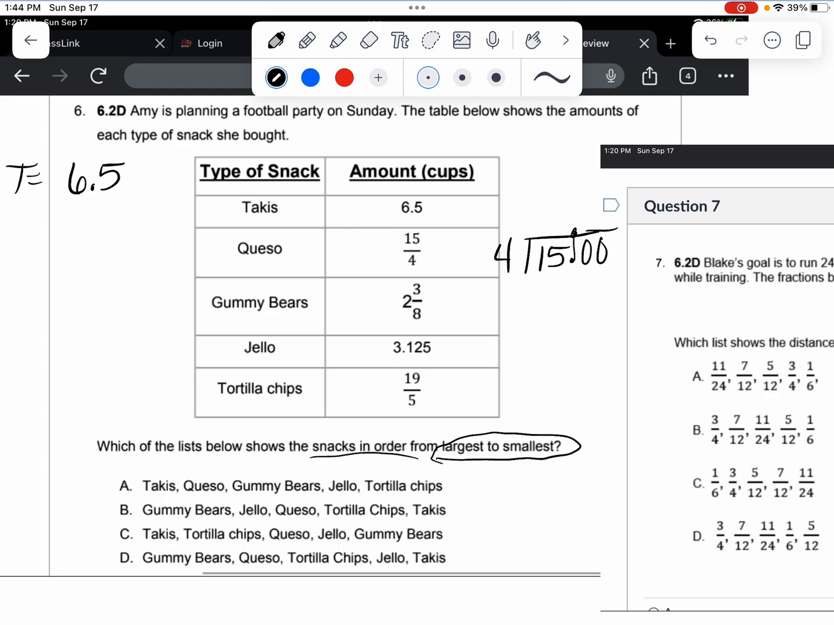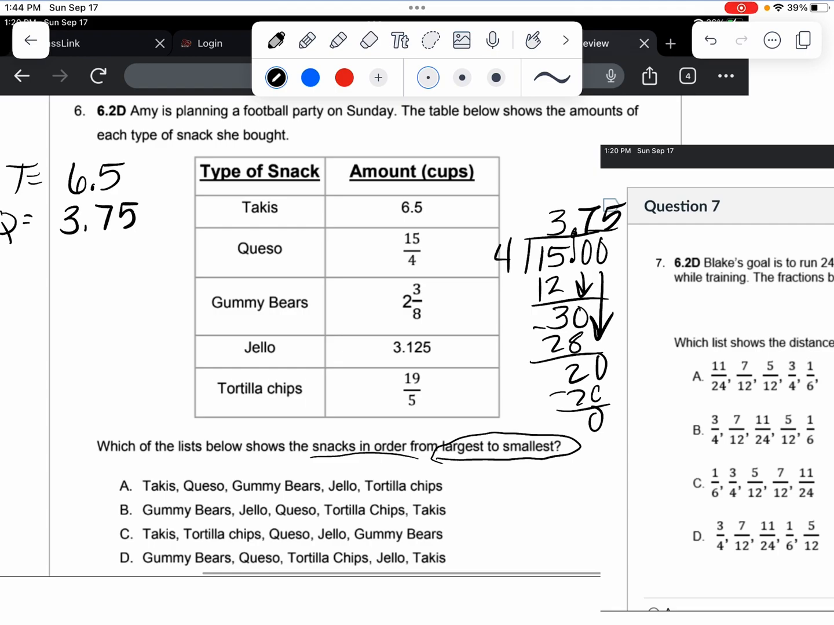Okay, so 4 goes into 15 3 times. That's 12, remainder of 3. Bring down the 0, that's 30. 7 times 4 is 28. Again, I have a remainder of 2. I bring down my 0. That is 20. And that is 5. 5 times 4 is 20. Okay, so the queso decimal is 3.75.